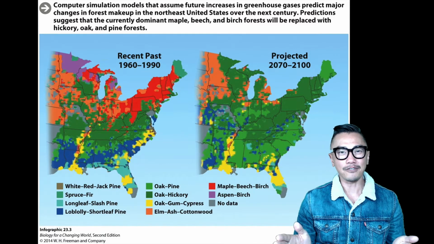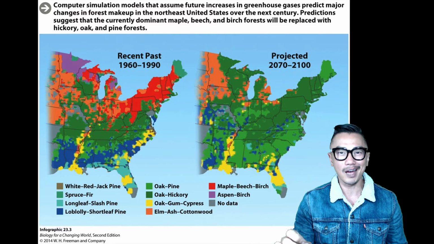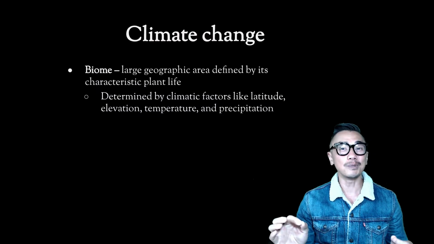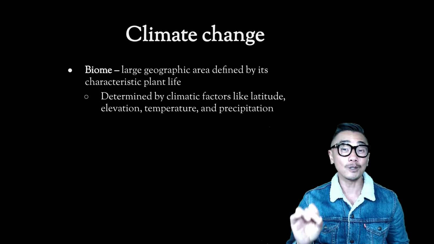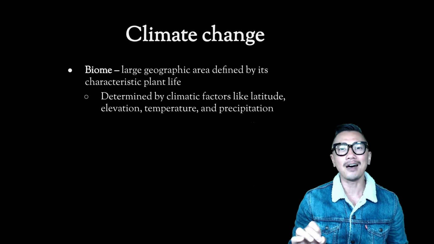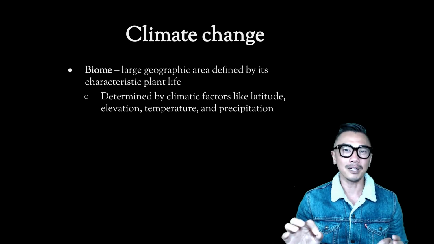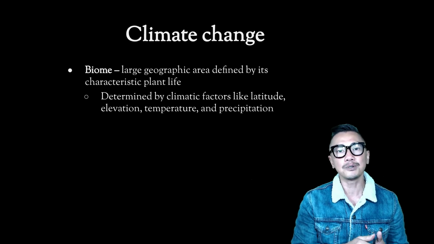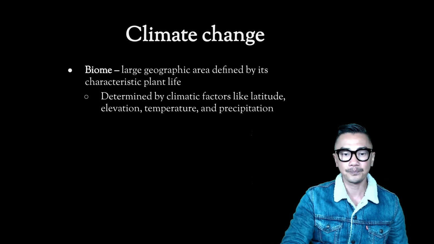In this infographic, you can see a more detailed view of the maps that were on the last slide. Ecosystems that are similar to one another can be grouped into biomes. Biomes are large geographic areas defined by characteristic plant life. The characteristic plant life is determined by climatic factors like latitude, elevation, temperature, and precipitation.